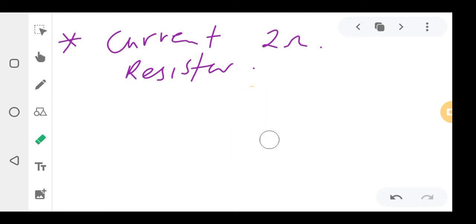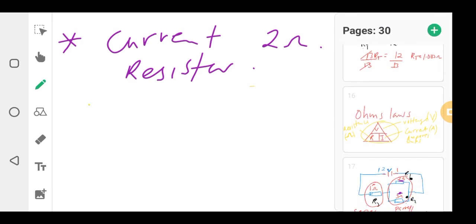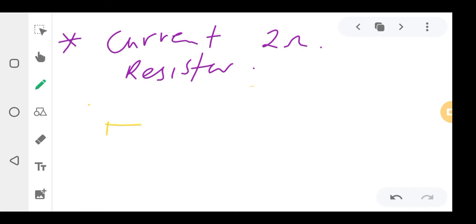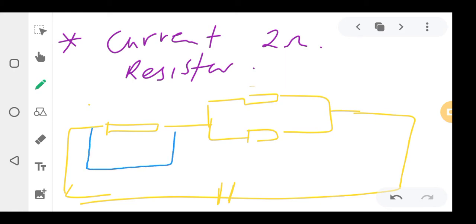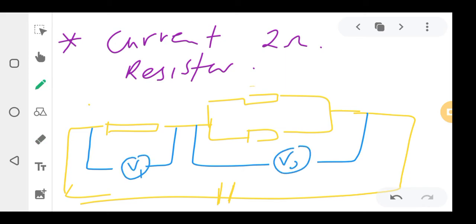for me to make you understand, first you draw your entire diagram. It was written like this: a resistor here and then 2 resistors this side, and it came like this, and then there was a battery there. You draw something like this, and then you name these voltages: this one V1, voltage 1, and this one voltage 2.